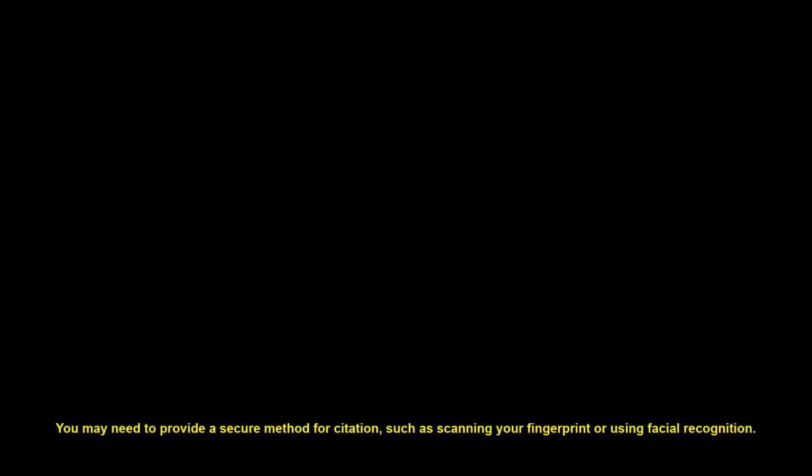Now, to utilize Passkeys, go to the security settings again. Look for the Passkeys option and click to enable it. You may need to provide a secure method for authentication, such as scanning your fingerprint or using facial recognition. Follow the instructions on the screen to register your chosen authentication method.